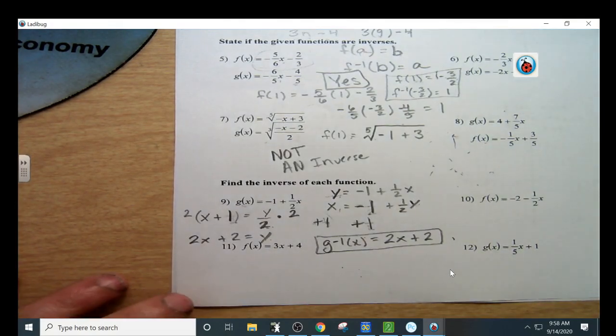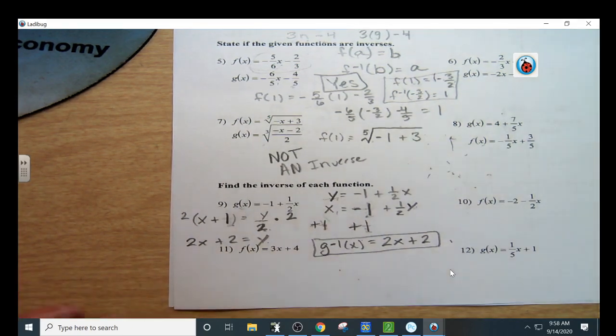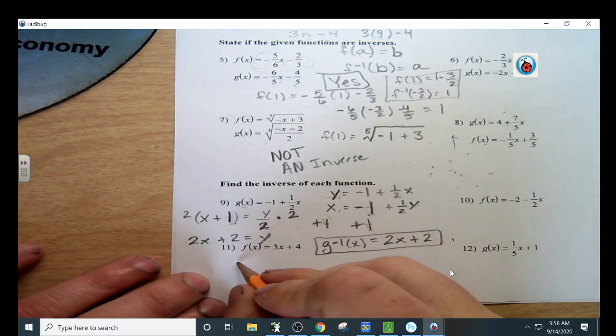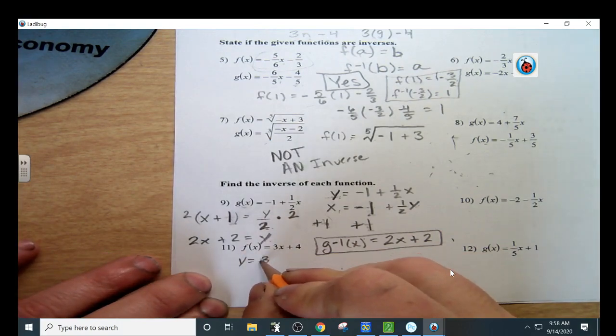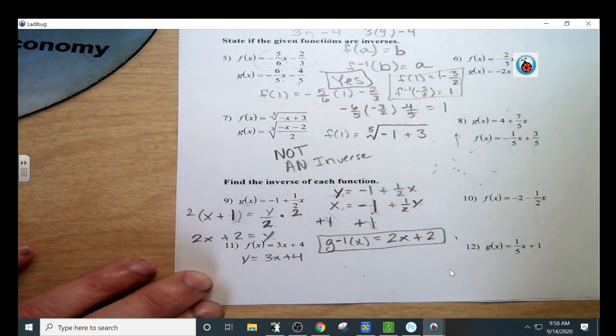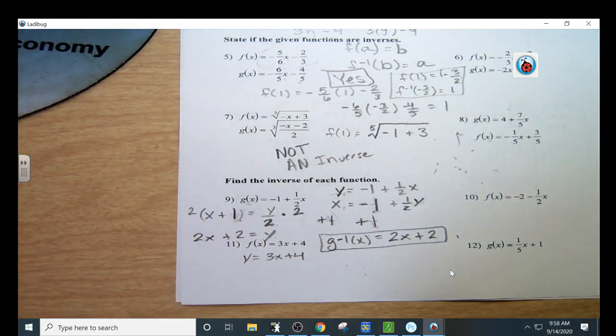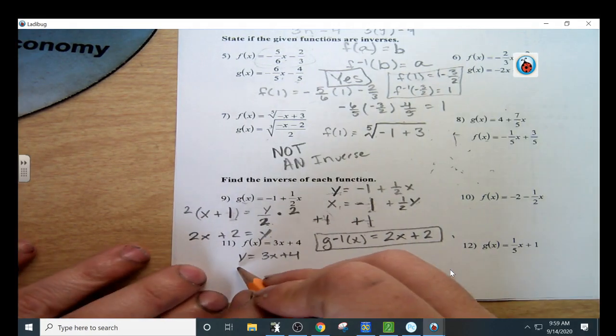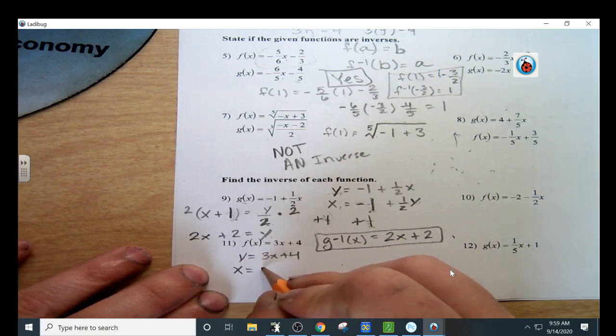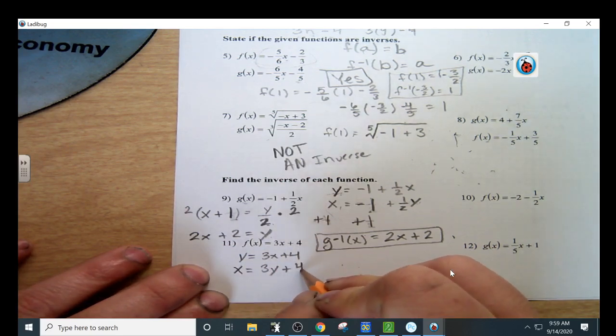All right. Now the next one. f of x equals 3x plus 4. Trying to find the inverse. So I'm going to change that to y. So first step, y equals 3x plus 4. And then I'm going to switch my variables.